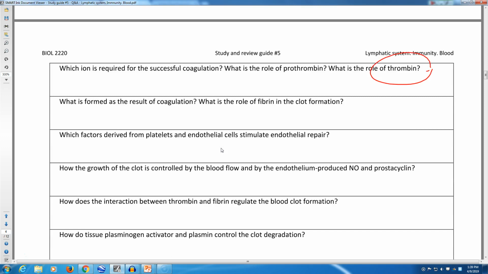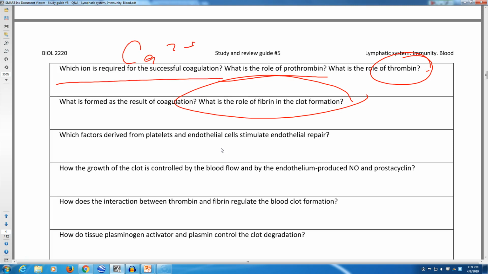So the role of prothrombin is to form thrombin. Role of thrombin is to activate fibrin from fibrinogen. Fibrin will enforce structurally the clot. Which ion is required for successful coagulation? It's calcium. Am I clear? So I promise there will be questions, and moreover, I'm almost giving you the entire text of the exam.